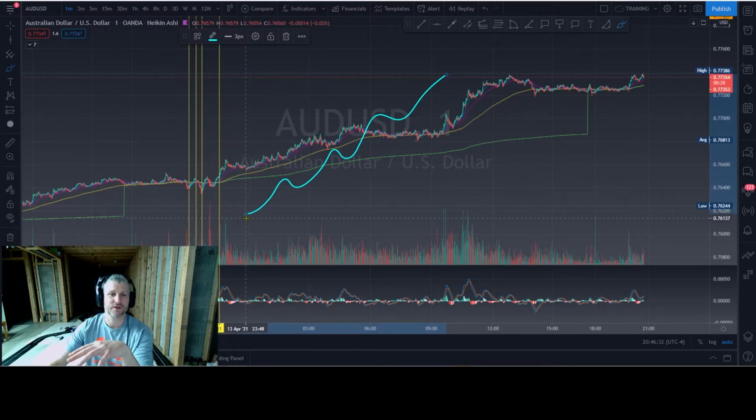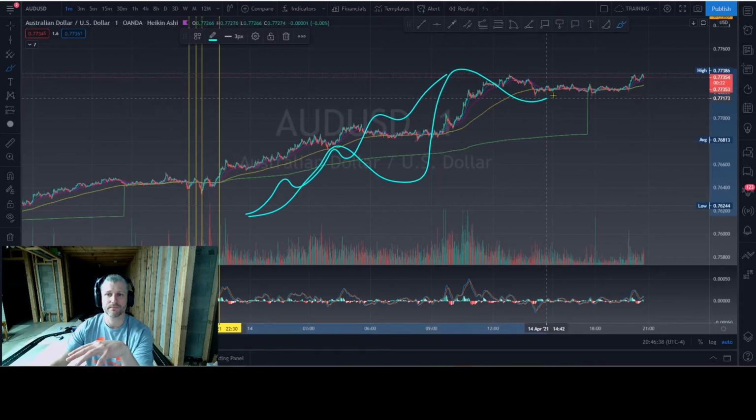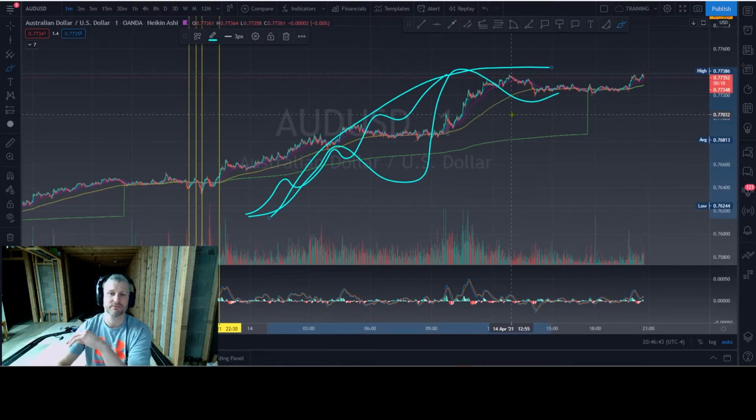Let's just say the 5-minute could be like this, could come down a bit more, could come up, and then the 15, that could just be straight over the top, just like that. That's one wave, and then it starts to come down.